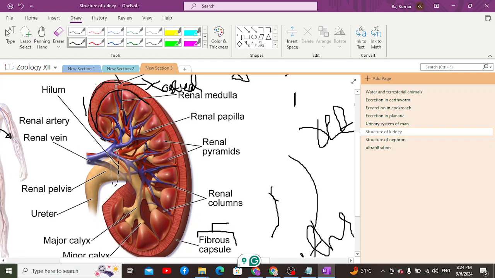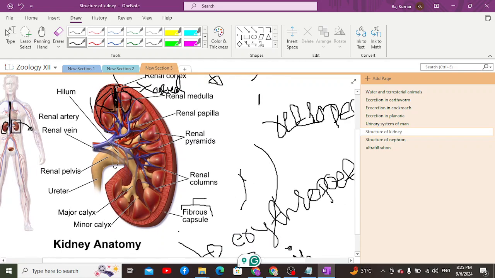So this is what we call the cortex, and the cortex has some pyramid-like structures. Vertical pyramid-like projections are there, which are known as the renal pyramids, found 7 to 18 in number, and the spaces between the renal pyramids are known as the renal columns.